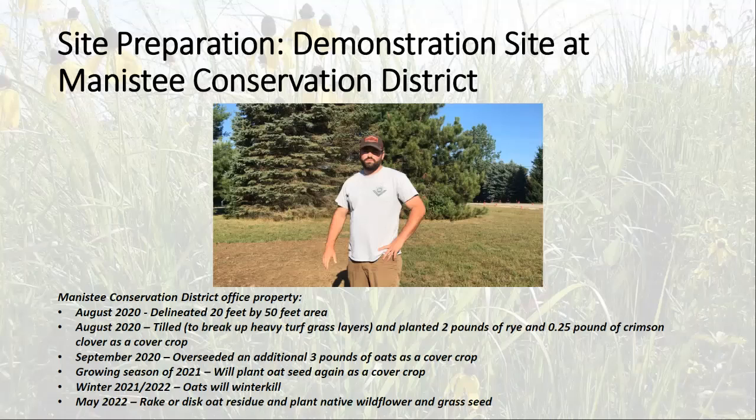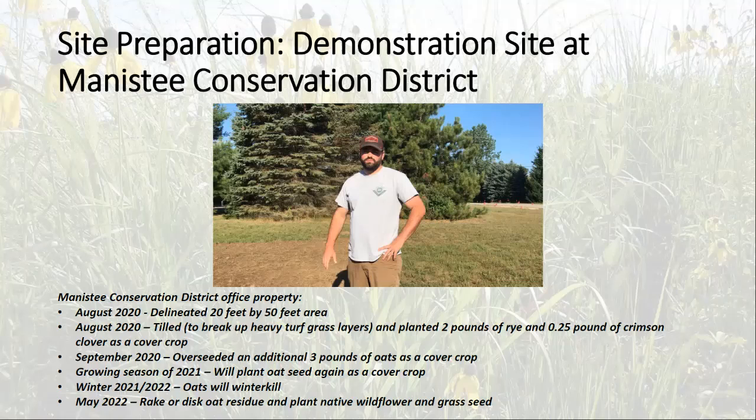The gist of this project is in August of 2020, we delineated a 20 feet by 50 feet area. We tilled it. Then we planted 2 pounds of rye and a 1/4 pound of crimson clover as a cover crop. That's a pretty heavy rate, by the way, for 20 by 50, but because we didn't fertilize or lime, we just wanted to seed a little bit heavy and see what kind of green up we got. And the green up was pretty good.